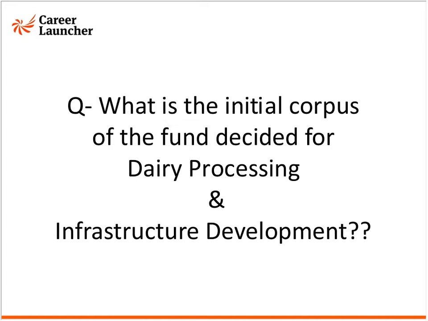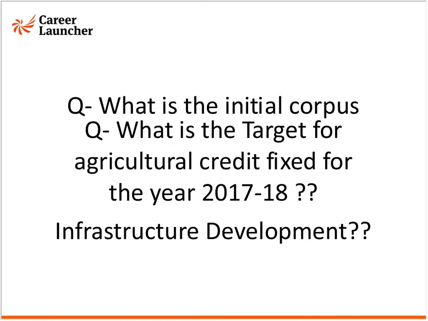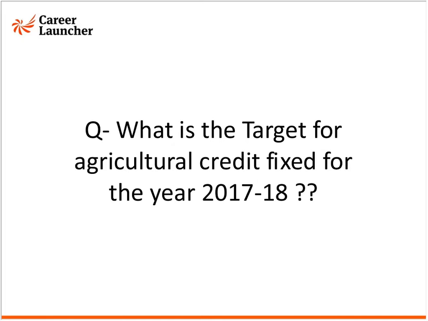But the initial corpus, so important point here, initial corpus. So you'll need to read your question properly as well. Initial corpus is 2000 crore. And if they ask what is the total corpus they'll get over 3 years, then the amount is 8,000 crores, right? Okay. And what is the target for agricultural credit fixed for the year 17-18? Yes, so it's 10 lakh crore, as most of you have got it right.